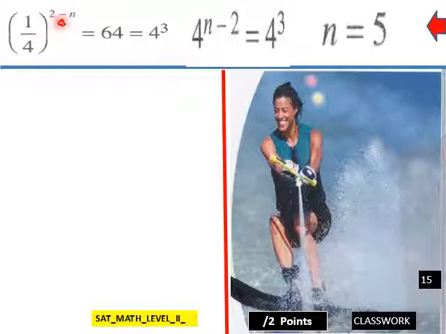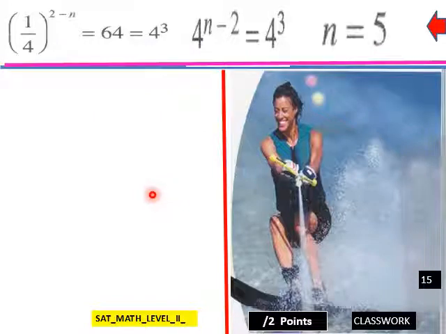And 4 to the 5 minus 2 would equal 4 to the 3rd power here. So n minus 2 would equal 3, which means n would have to equal 5 in that case.